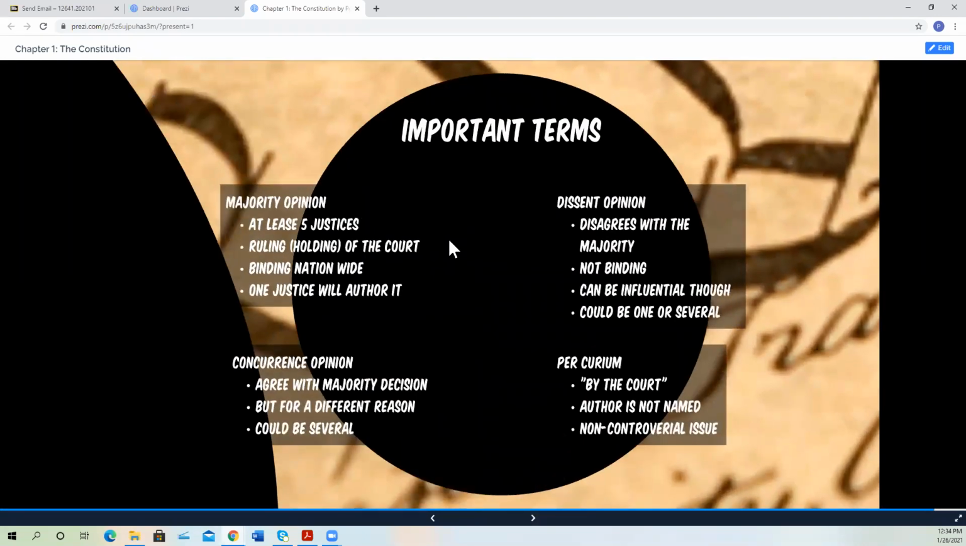So some important terms that you'll need to know, because you're going to be reading cases throughout the semester. I don't want you presented with terms as you read these cases and not know what they mean.